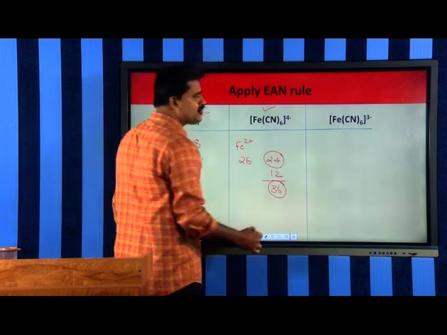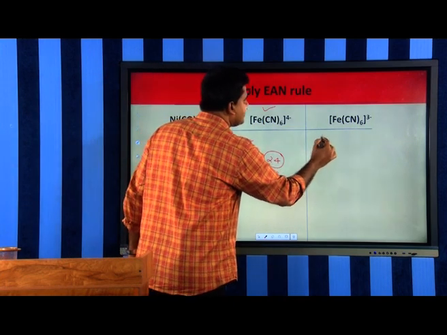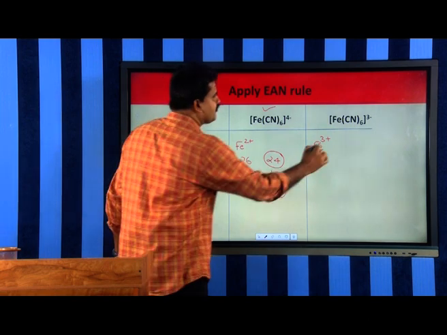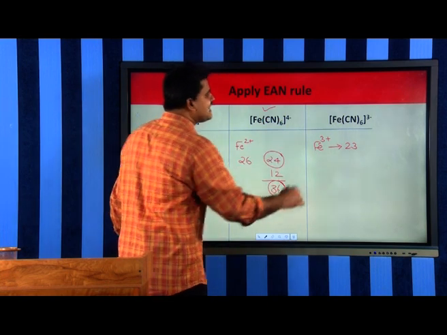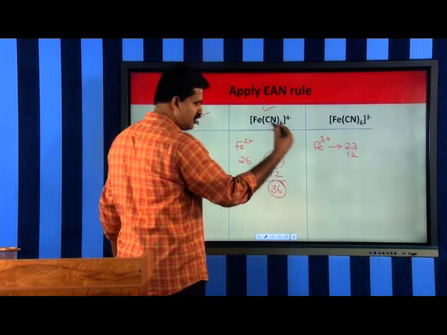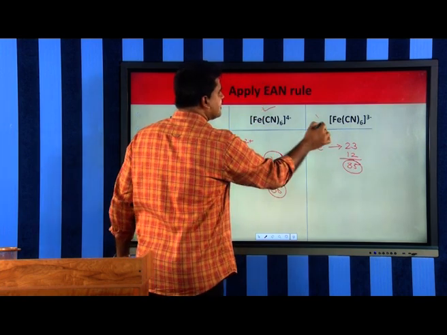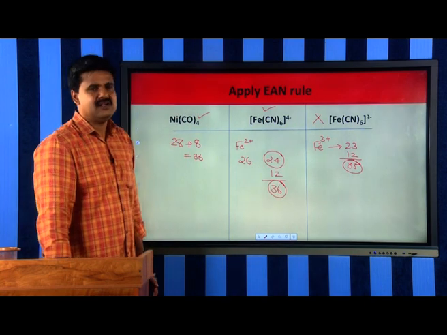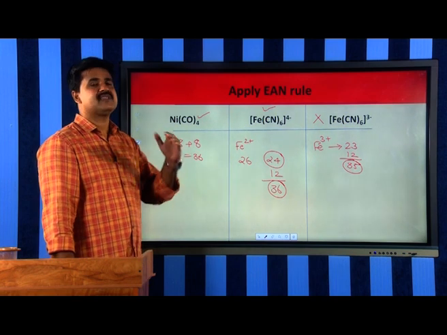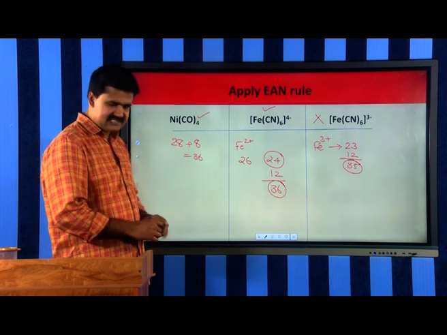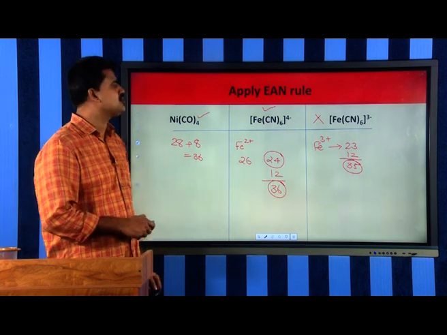The ferricyanide ion is unstable as per the EAN rule. What is the reason? Here iron is present as iron 3 plus. For iron 3 plus, the total number of electrons is only 23, and 6 cyanide ligands will provide 12 electrons, and we are having a total of 35 electrons only. So, this is unstable as per the EAN rule. Thus, by computing the EAN and comparing it with the atomic number of the nearest noble gas, we can assess the stability of the organometallic compound as well as simple coordination compounds.